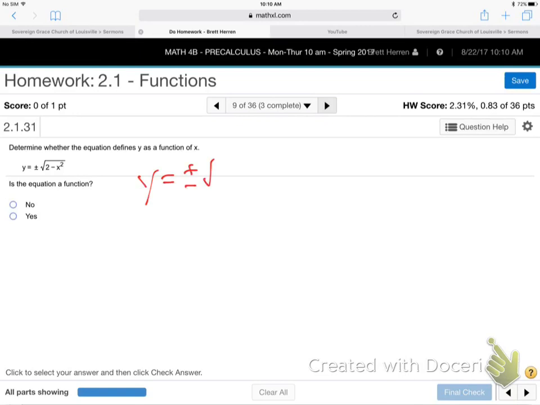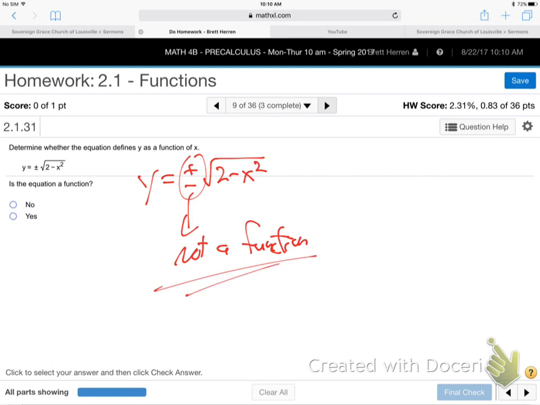So y is plus or minus square root of 2 minus x squared. Is it a function? Yes. No, plus or minus, right? Plus or minus. Not a function. Oops. Function. Not a function. Got plus or minus. That quick. It's got plus or minus. Y to an even power. Absolute value. It's out of there. Not a function.